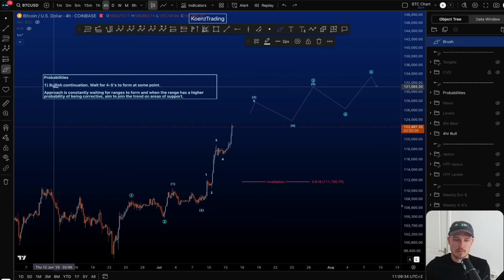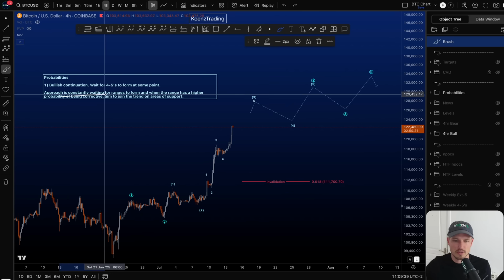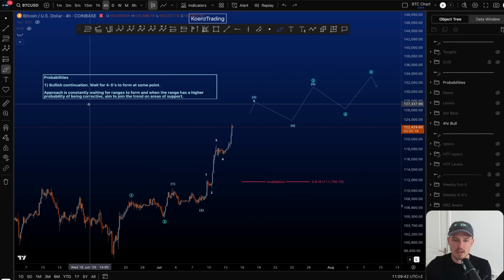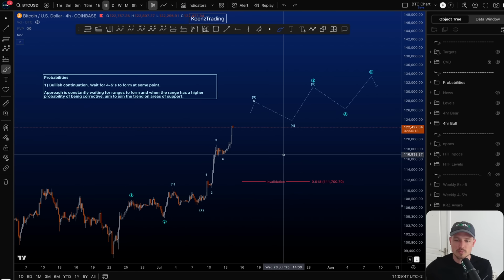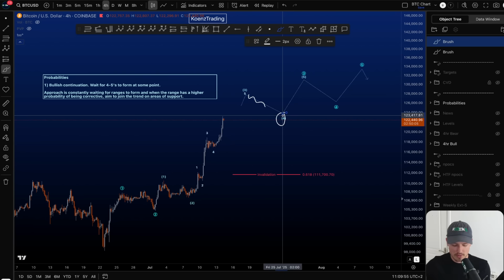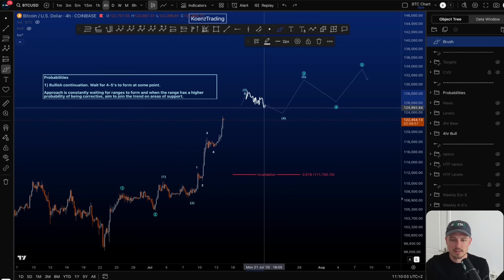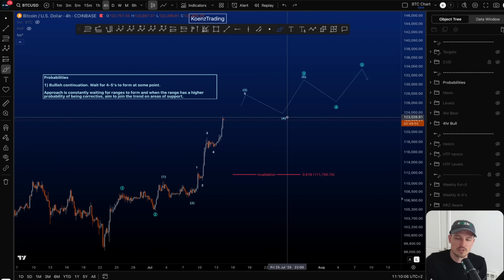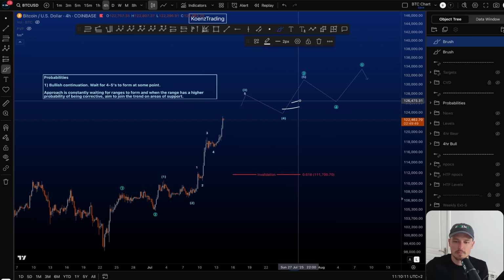And that is also my personal approach when I like to look for new positions: constantly waiting for ranges to form, and when the range has a higher probability of being corrective, aim to join the trend on areas of support, which I then identify in that particular range. So as long as price is creating a range, and of course a wave 4 should be a corrective range, zigzags, WXYs, flat structures, but it should be a 3-wave structure. The moment probabilities are indeed higher that this is a corrective ranging structure, I will be looking to join the trend, trade towards the upside on my pockets of support.